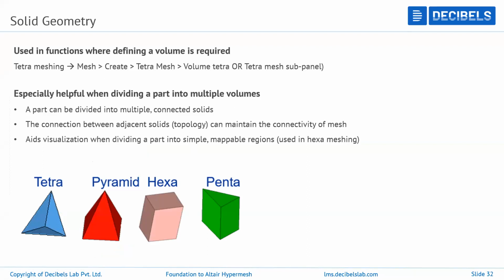What are the different elements available to create any solid model? Here I have mentioned the 4 different element types, element shapes. One is a tetra element, pyramid element, hexa element, and the penta element. The tetra and the pyramid elements come in tetra meshing. Hexa and the penta elements we use in hexa meshing, or we can call it brick meshing also. I'll show these elements, how they look after creating.